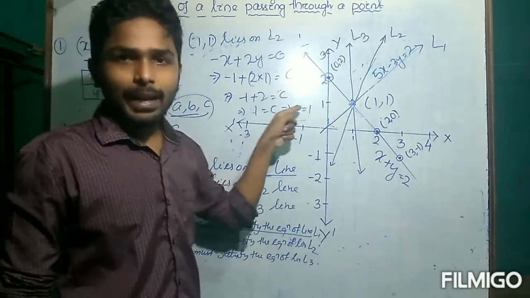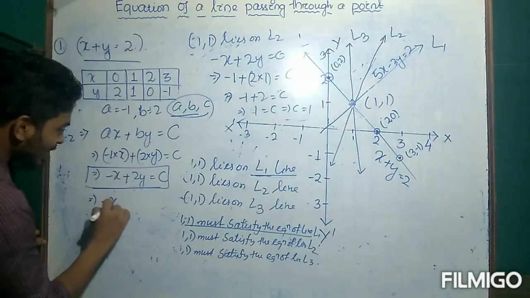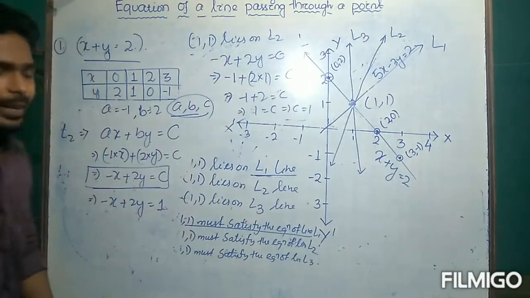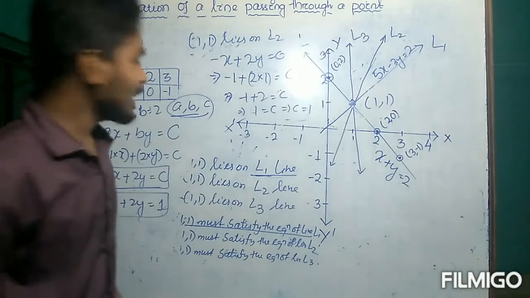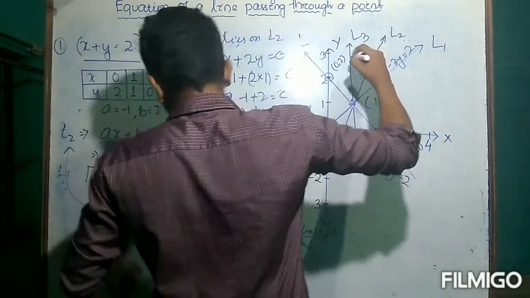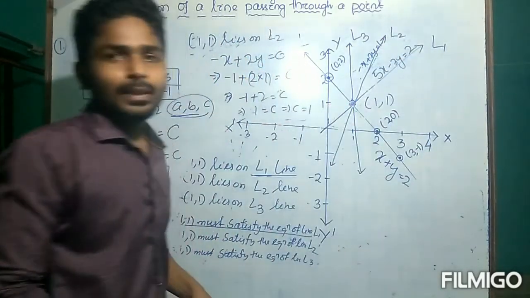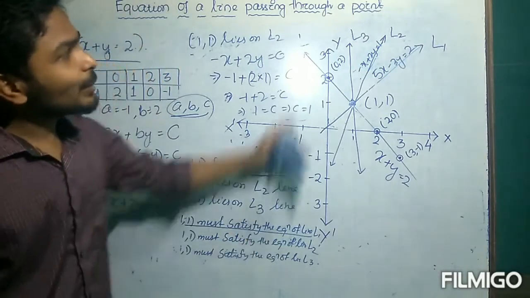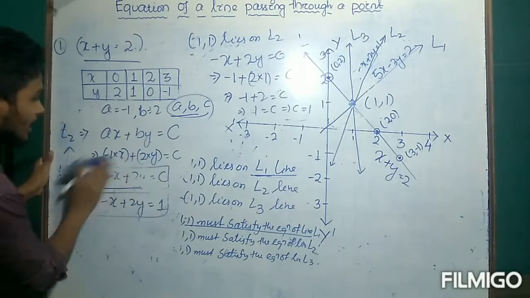Now substitute this value in the original equation. Now the equation will be minus x plus 2y is equal to 1. Now this is the linear equation for the line L2. So write that minus x plus 2y is equal to 1 is the linear equation in two variables for the line L2. Similarly, you can also find the linear equation for the line L3.